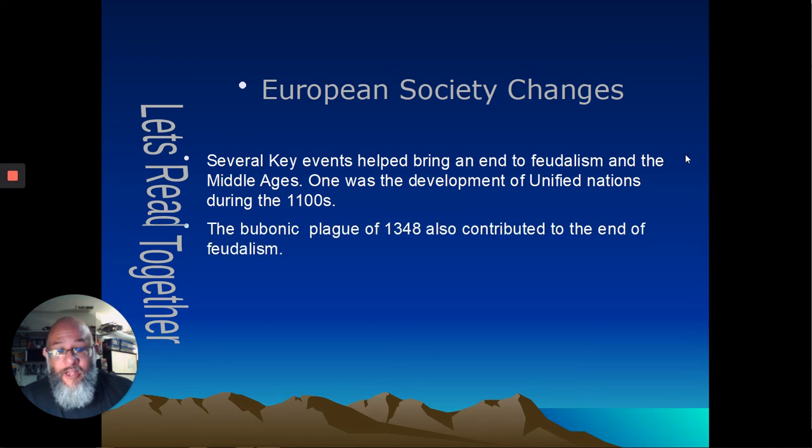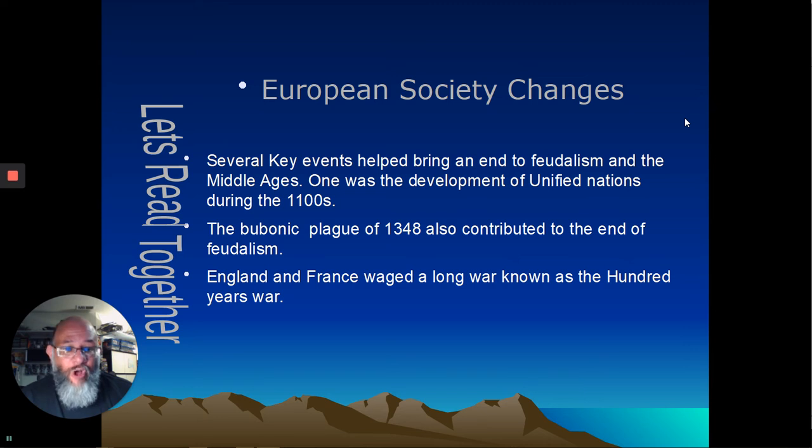The bubonic plague of 1348 also contributed to the end of feudalism. Over 2/3 of Europe died, 26 million, as we learned. So, really changed everything. England and France waged a long war known as the 100 Years' War, which we'll learn about. It's also in your book. Actually, a little bit more than 100 years, but they like to round it off. So, we're going to find that England and France are constantly at war.